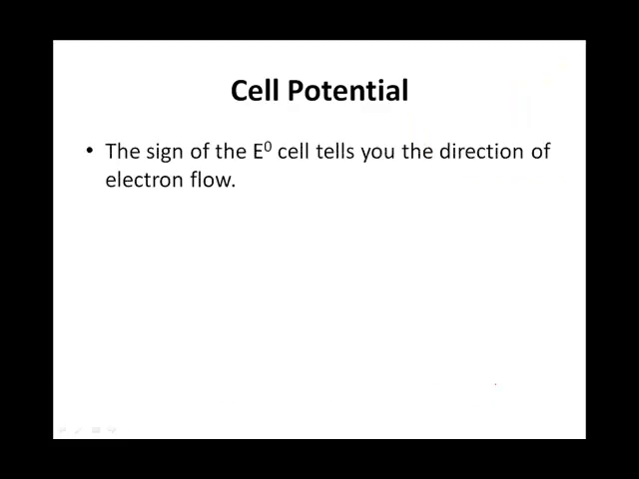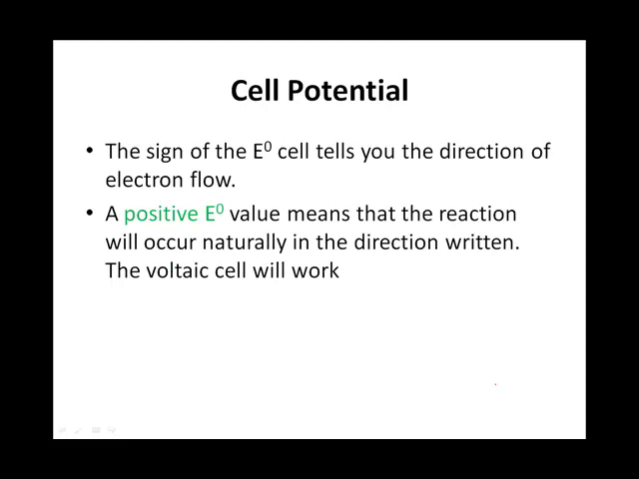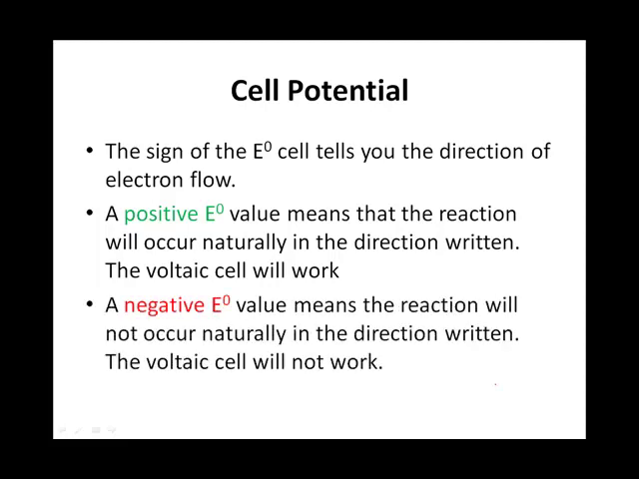The sign of the cell potential tells you the direction of the electron flow. A positive value means the reaction will occur naturally in the direction written, so therefore the voltaic cell will work. And a negative value means the reaction will not occur naturally in the direction written, so therefore the voltaic cell will not work.